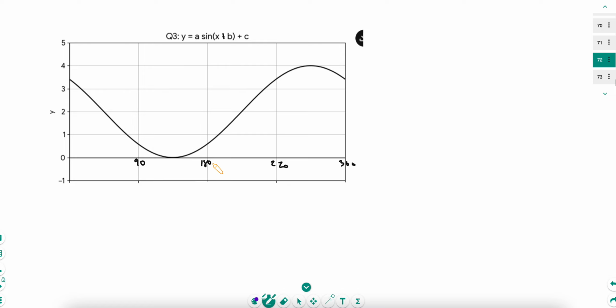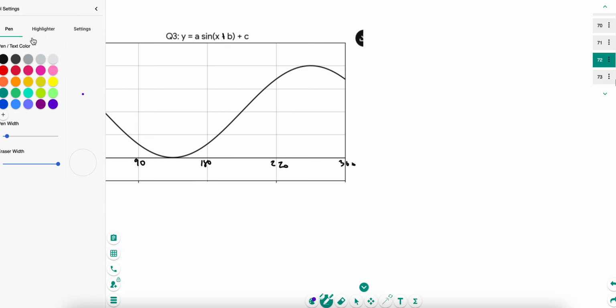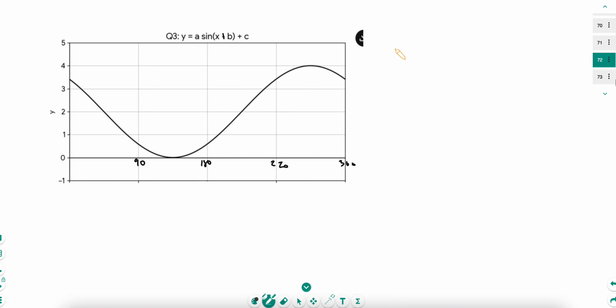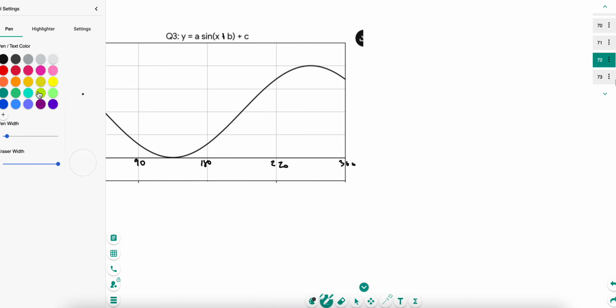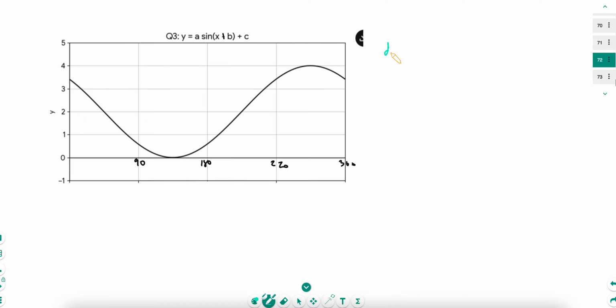This one over here, y equals A sine x plus B plus C. Okay, so step 1, we're going to draw, we'll do another color. Y equals sine x. So starts at 0, 0, 90, 1, boom, 270, -1, 360, 0. There you go.